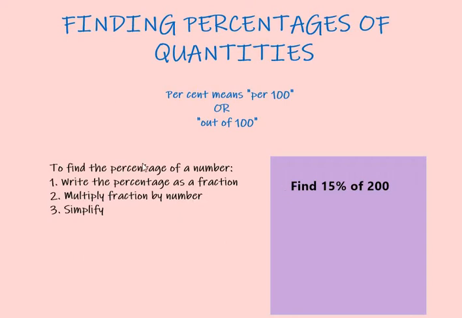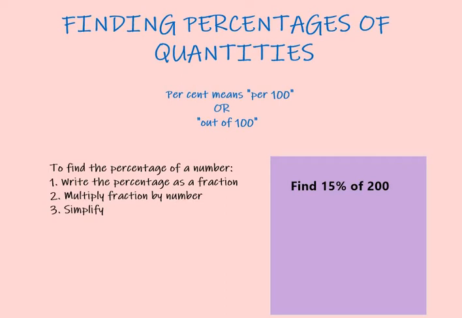Alrighty. To find the percentage of a number, we just take 3 simple steps. The first step is to write the percentage as a fraction. The second step is to multiply the fraction by the number you're finding the percentage of. And the third step is to simplify. All right, now let's move on to an example.